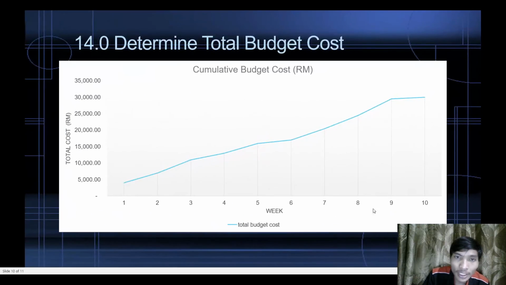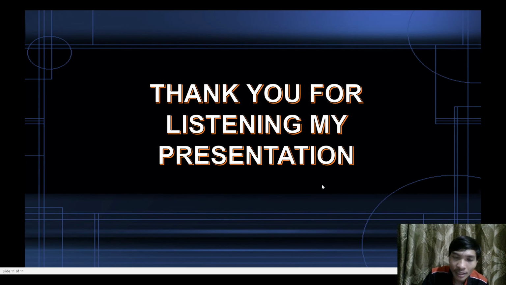Moving on to the graph, it shows that the cumulative budget constantly increases, but in week 9, the graph goes up a little bit to achieve 30,000 in week 10. I think that's all for my presentation. Thank you.